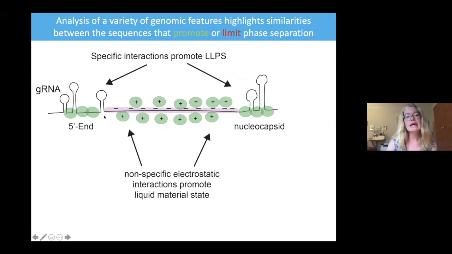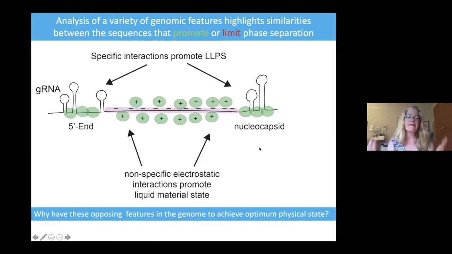And so the idea is, our current working model is that the nucleocapsid is interacting at very specific sites in the 5' end and in the 3' end, encoding the nucleocapsid, that is promoting phase separation. Whereas in the middle of the genome, these are potentially non-specific and electrostatic interactions that actually may be promoting a more liquid material state. We think this is probably very important for packaging such a large genome where the RNA would be highly prone to gelation, and that this may be a way to keep the genome soluble.